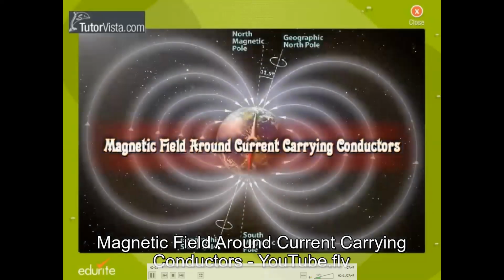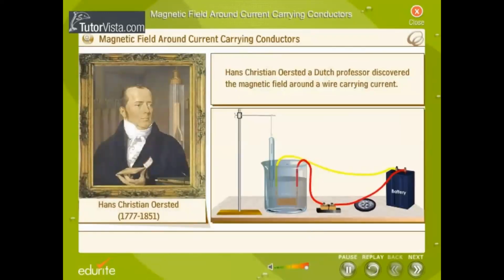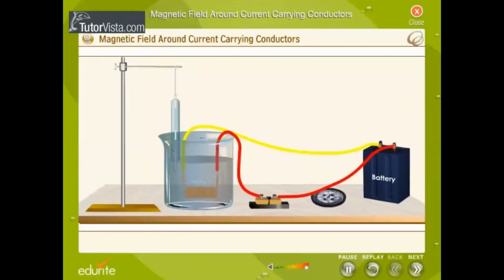Found current carrying conductors. Hans Christian Ørsted, a Dutch professor, discovered the magnetic field around a wire carrying current while performing a classroom demonstration of the heating effect of electric currents. He observed that the needle of a nearby compass deflected and the needle returned to its normal position when the current stopped flowing through the wire. He concluded that there is a link between electricity and magnetism.